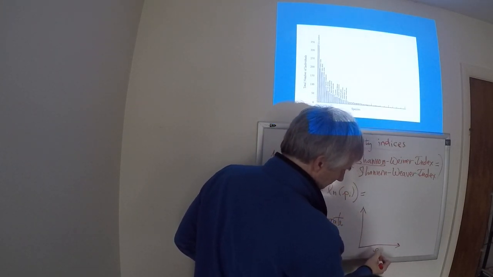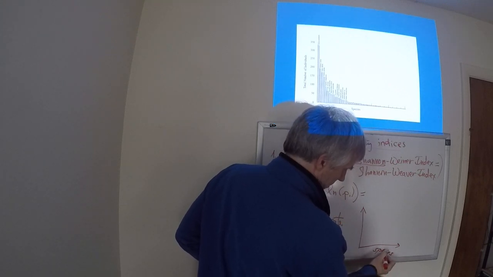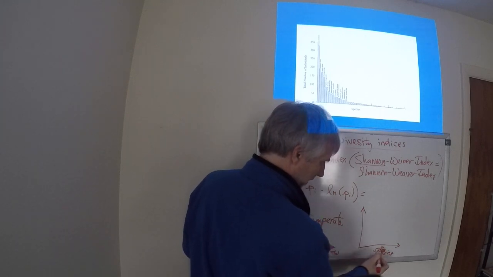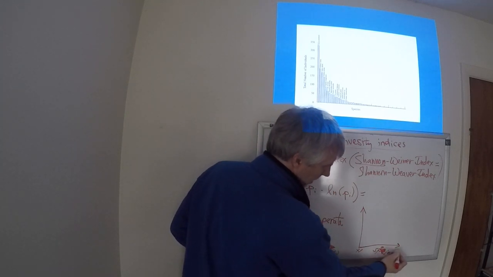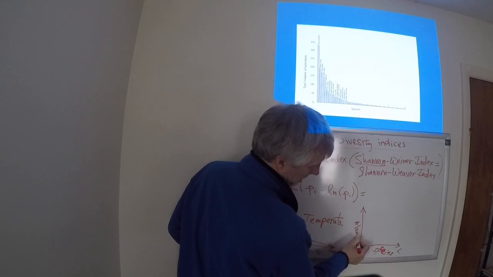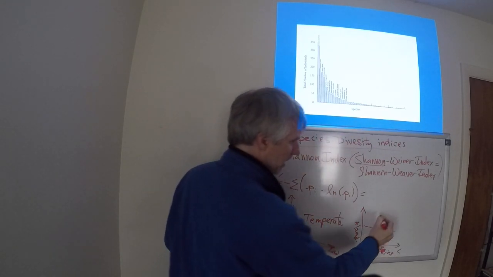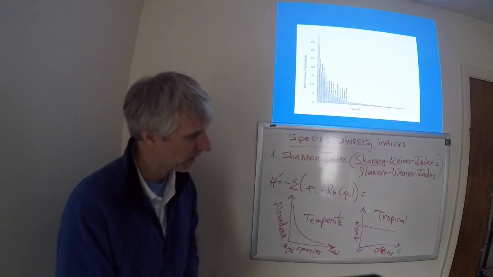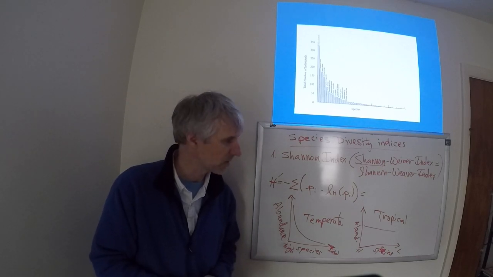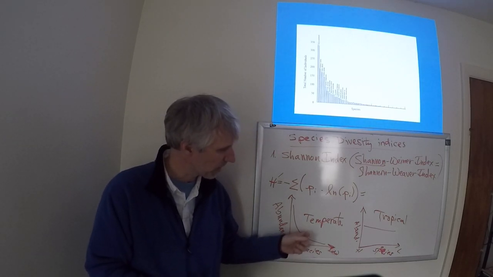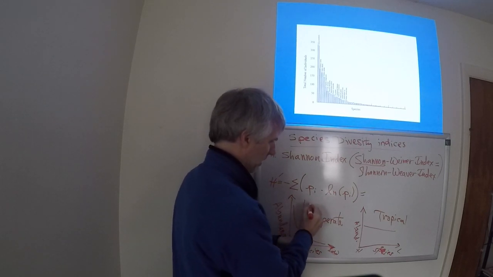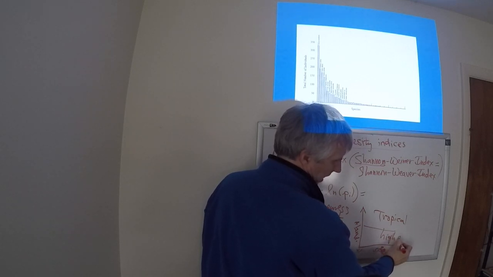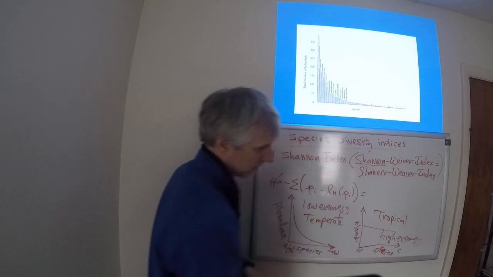On the other hand, if we did the same thing, species, high to low again with abundance here. Tropical communities, on the other hand, tend to look like this. The community is composed of a lot of species in equal abundance relative to each other. Temperate zones, low evenness, and tropics, high evenness. Okay?